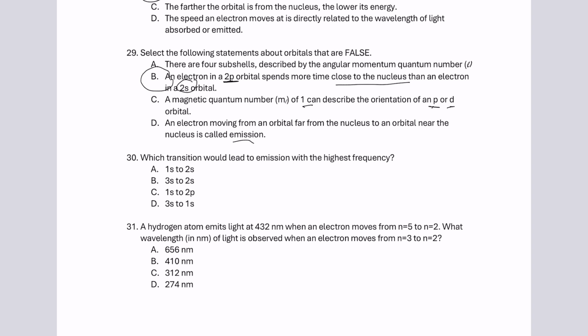The possible values of ml for a p orbital are -1, 0, and +1, and they correspond to the 3 different orientations of p orbitals, px, py, and pz. Finally, D is also a true statement because emission occurs when an electron transitions from a higher energy orbital to a lower energy orbital, releasing energy in the form of a photon.